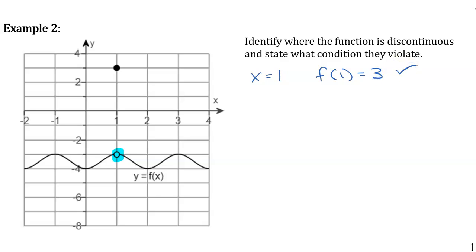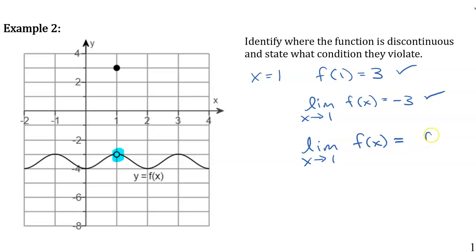So the limit as x approaches 1 is what? Well, the limit from the left is -3. The limit from the right is -3. So that condition works. So does the limit as x approaches 1 equal f of 1? No, it doesn't. So that is the condition that is violated. 3 does not equal -3, so these two are not equal, and thus it is discontinuous when x equals 1.